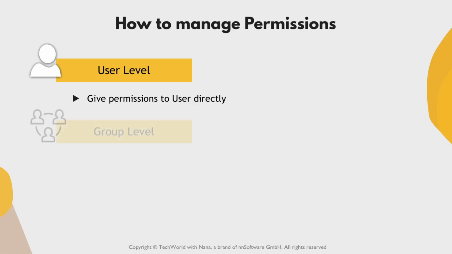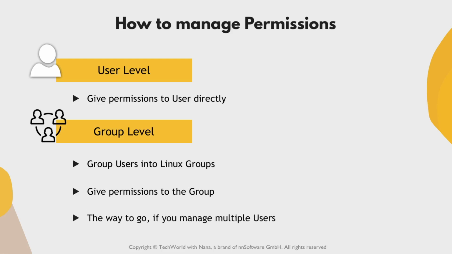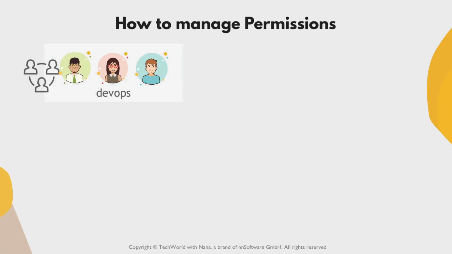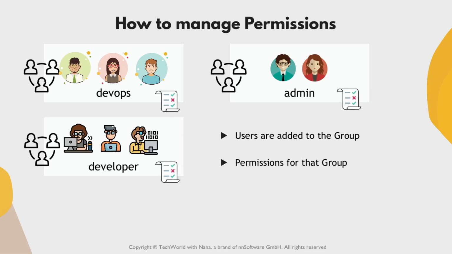Another way of managing user permissions is by grouping users into Linux groups and then giving that group certain permissions. And this is actually the best way of doing it, especially if you're managing multiple users, by defining a group on a Linux system. For example, if you have a DevOps team, then you would have a DevOps group, or you may have an admin group. You may also have a group for developers, and then you would add all those users to the group, and then you would have permissions defined for that group and not directly for the user. And this is actually super convenient and way easier to manage if you have tens or hundreds of users.